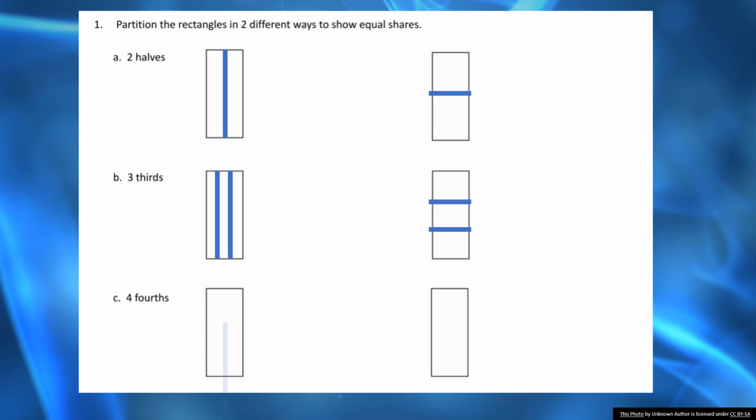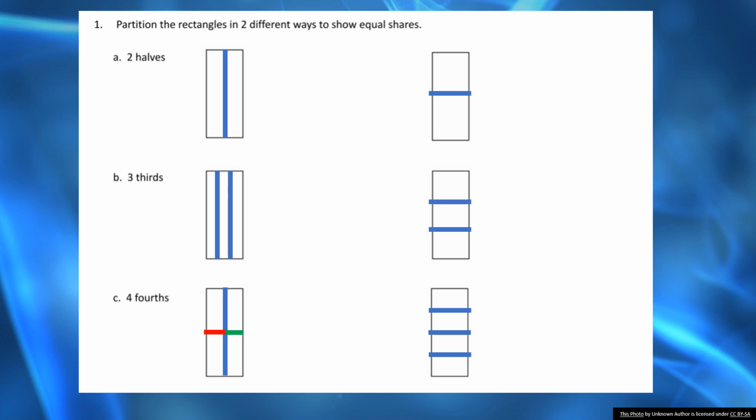All right, let's go ahead and create my first line here. Then my second line and my third line. I've used three lines to partition this rectangle into fourths or four equal shares. Now let's go ahead and use three lines to partition the second rectangle into fourths. That's my first line. Here's my second line. And there's my third line. I used three lines to partition this rectangle into fourths.